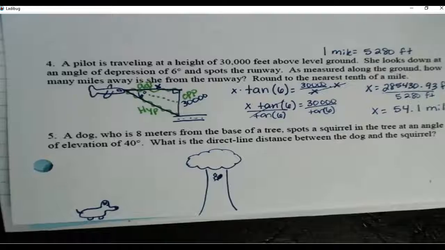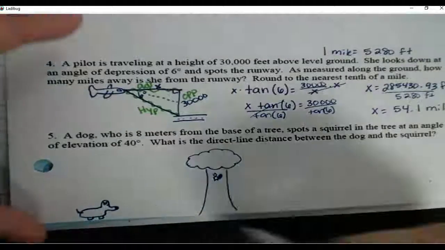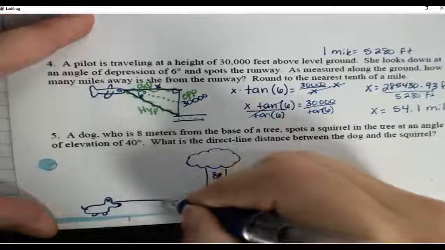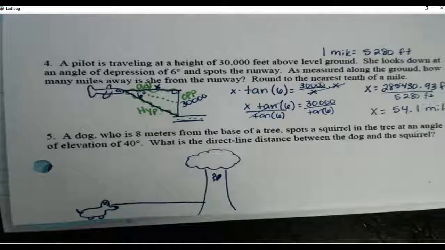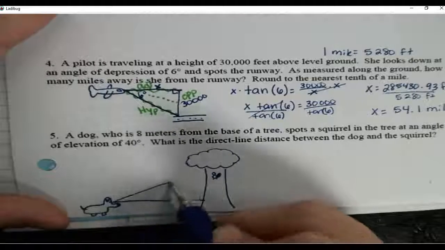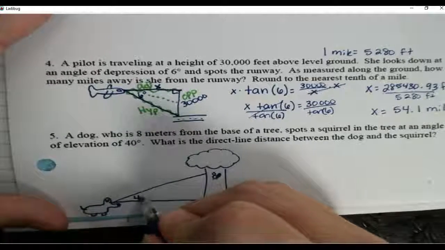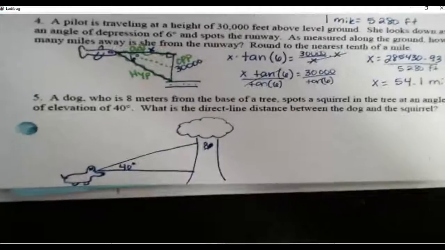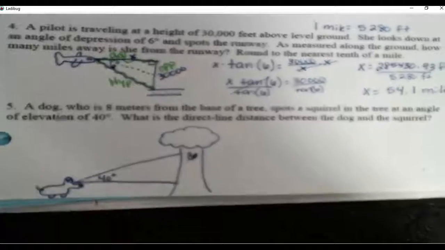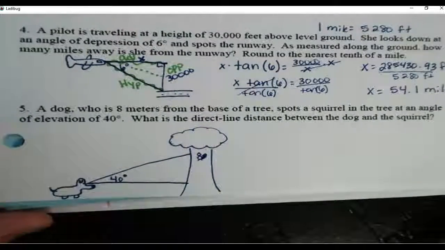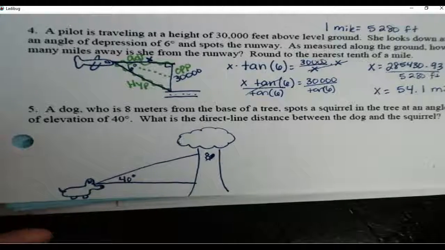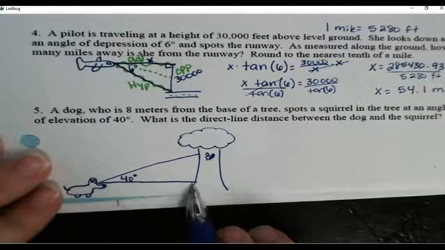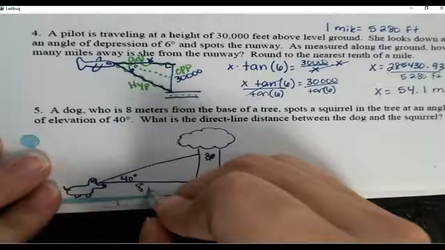So again, our first line is the eye level of this dog. So he's looking at this tree like that. But he's looking up at the squirrel at an angle of elevation of 40 degrees. So he's looking up at this squirrel at 40 degrees. But it tells me that he's 8 meters from the base of the tree. So from the base of the tree to the dog is 8 meters.